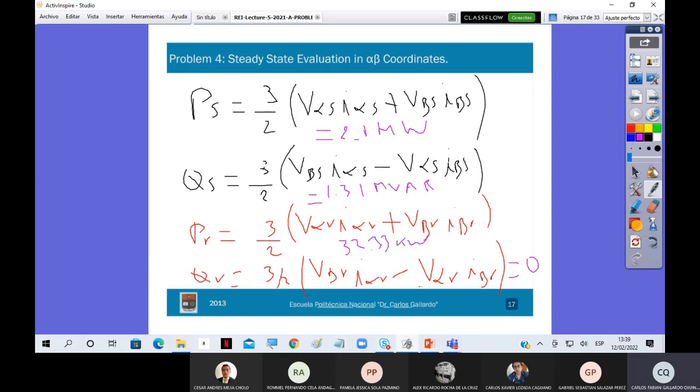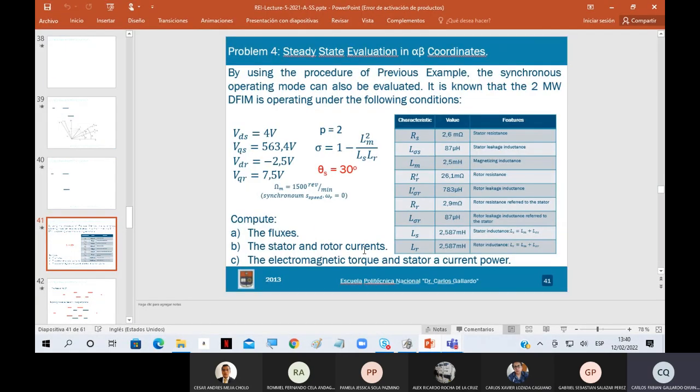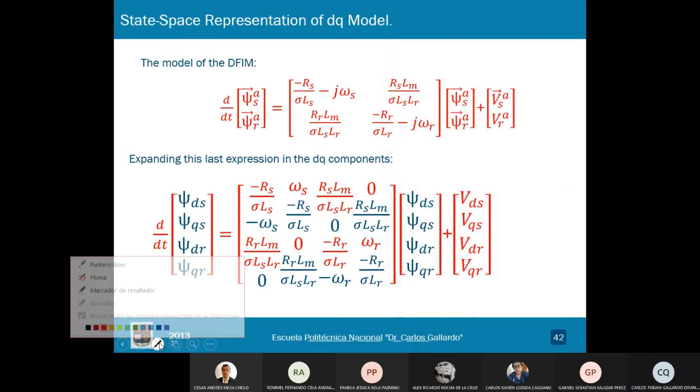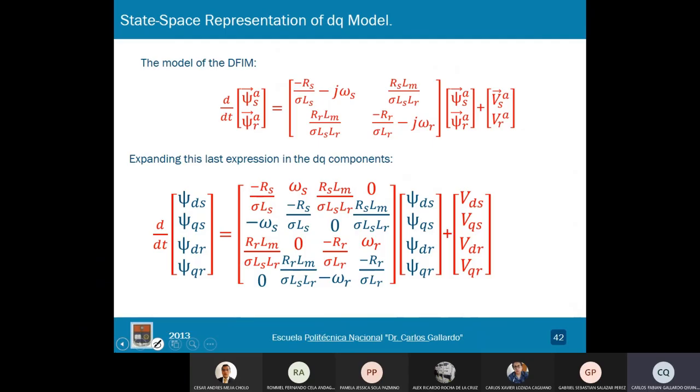Okay, so let's continue with the next part. In this case, let's derive the equation for the state space representation of the DQ model. Okay. So let's go back to the PowerPoint. Okay, so now I will have here the derivative. So pay attention, we already have the equations in the synchronous reference frame. It means the DQ model. Okay, so I will get two equations. The first one, the model using the fluxes, and the second model using the currents.